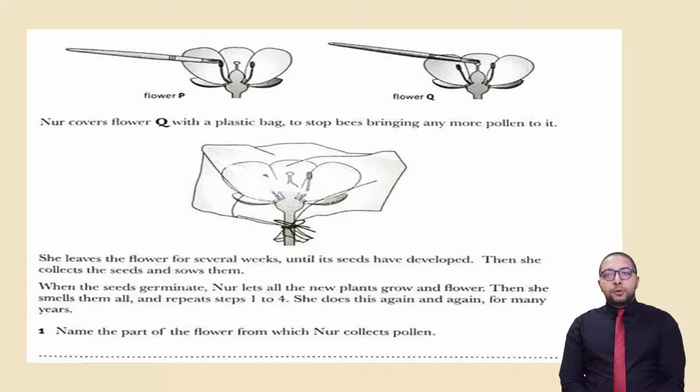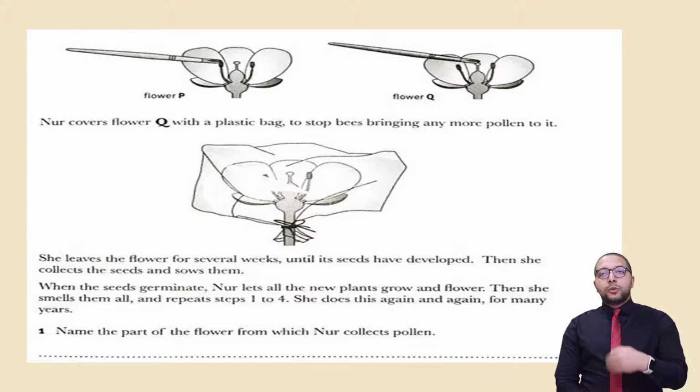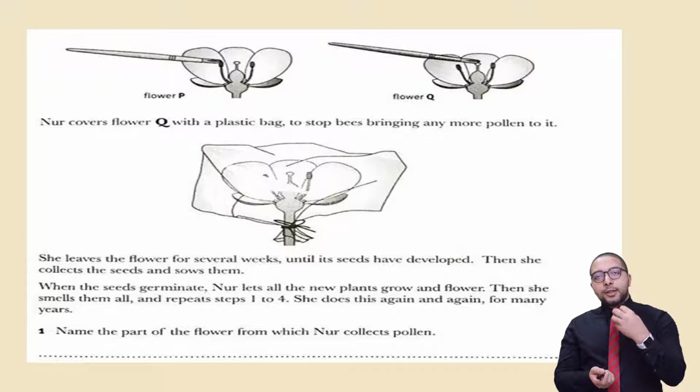When the seeds germinate, Noor lets all the new plants grow and flower. Then she smells them all and repeats steps 1 to 4. She does this again and again for many years. So she makes sure that whichever parents are chosen to breed together produce offspring, and she gets the perfect offspring that has the strongest scent and reproduces it, and so on and so on.